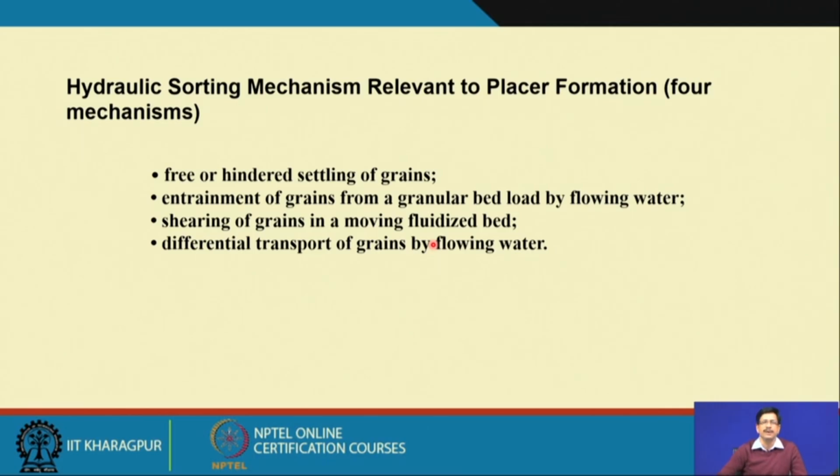So what essentially we would be looking at is the sorting mechanism, because sometimes we will see in a placer deposit of say gold, we see quartz, gold, and maybe sometimes some other mineral being deposited together, constituting the placer deposit, and we know that they vary in their specific gravity and sizes. Then we will see under what conditions this happens. So essentially there are four such mechanisms for the deposition or the hydraulic sorting mechanism. They are relevant to placer formation.